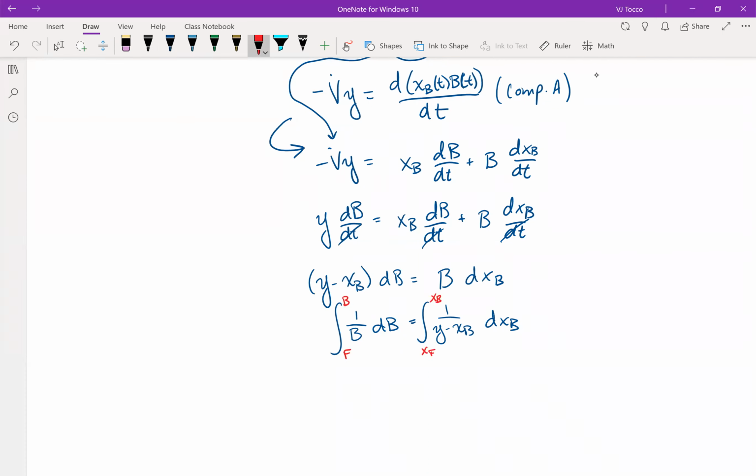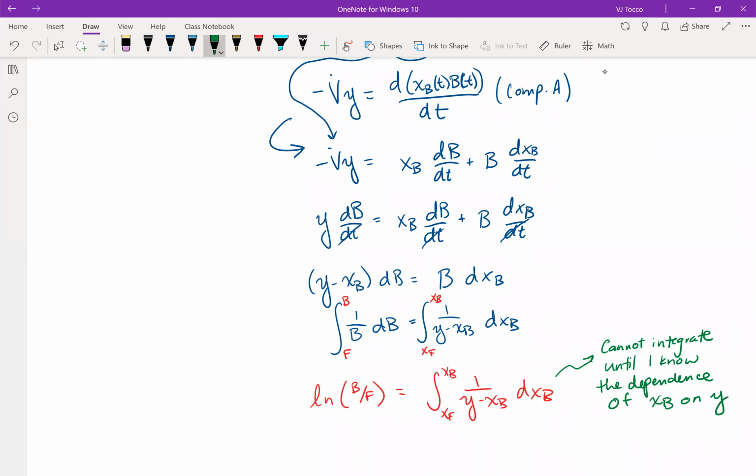The integral of 1 over b dB is going to be ln, and if I take the limits of integration, it is going to be ln of b over f. And that is equal to the integral. Now notice I cannot integrate this yet. That is because y is a function of xb, but I don't quite know how because I haven't described what the variables are yet. The integral of 1 over y minus xb dxb.